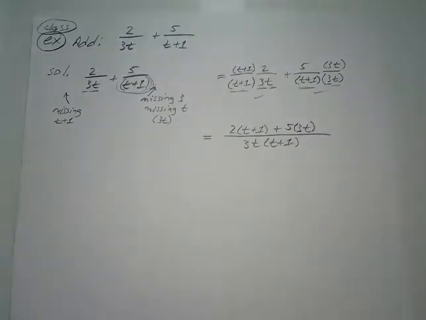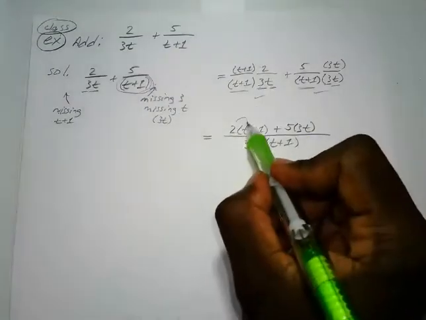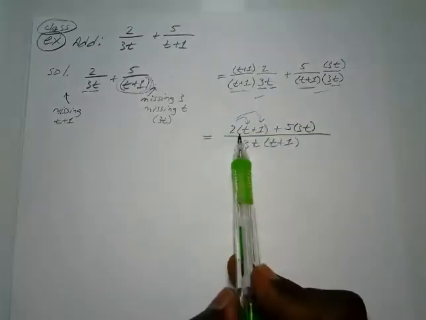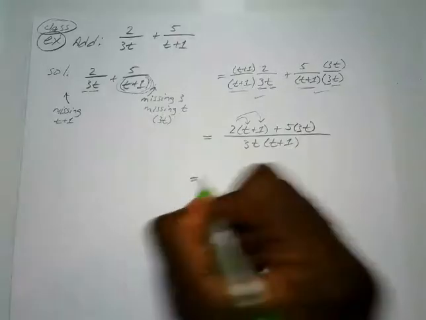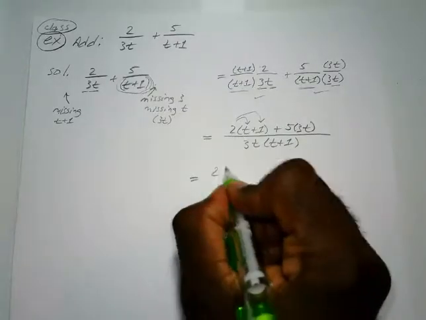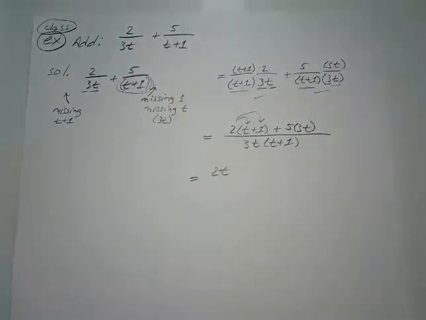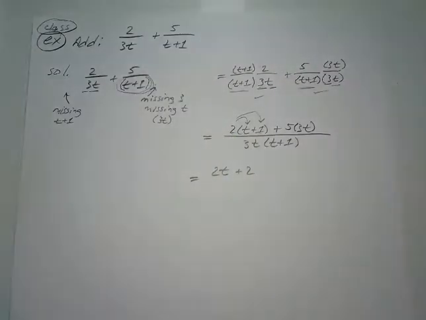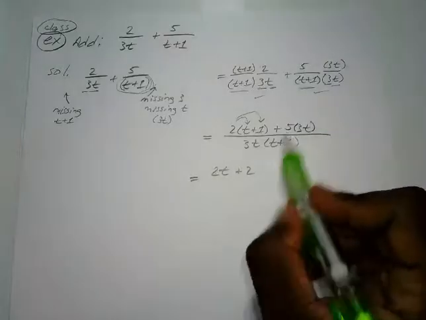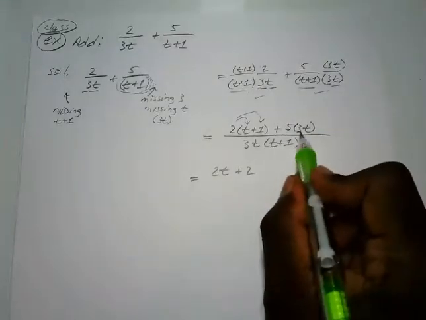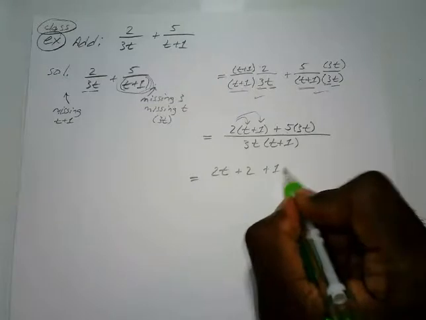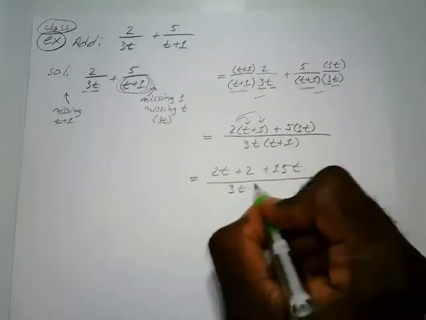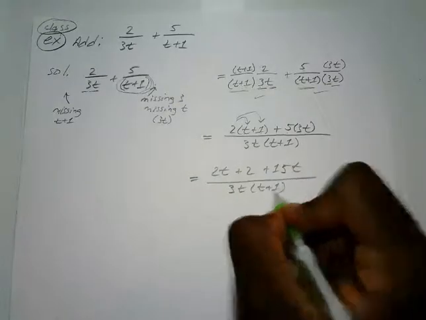All right. So now we go ahead and simplify our numerator and see exactly what we end up with. So we go ahead and distribute that 2. 2 times t is 2t. 2 times 1 is 2, so that's plus 2. Plus 5 times 3t is 15t, so plus 15t, all over 3t times t plus 1.